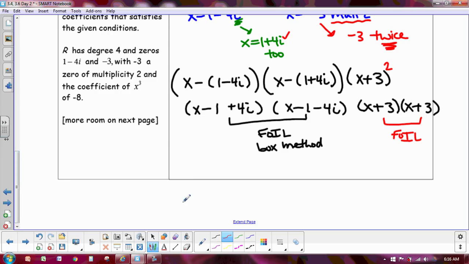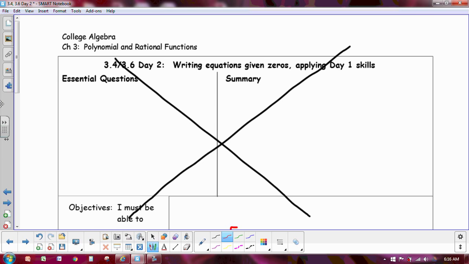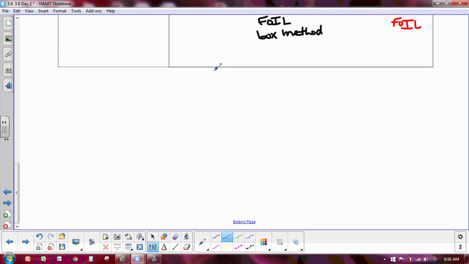You do have more room for this on the next page. I don't know how much room, let me see. Not a ton, so I'm going to do my box method just on this last page. Okay, so x, oops, I'm sorry. I'm going to go back to the black one that I was working on with the i's.